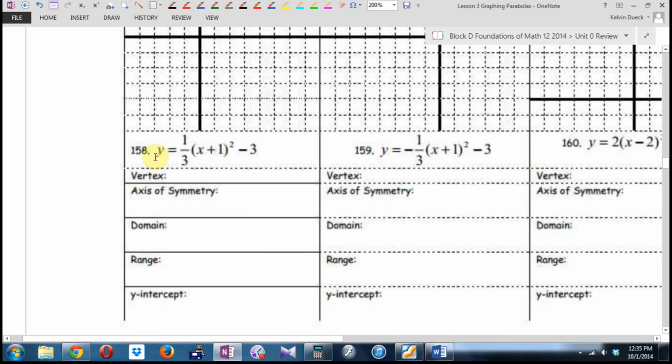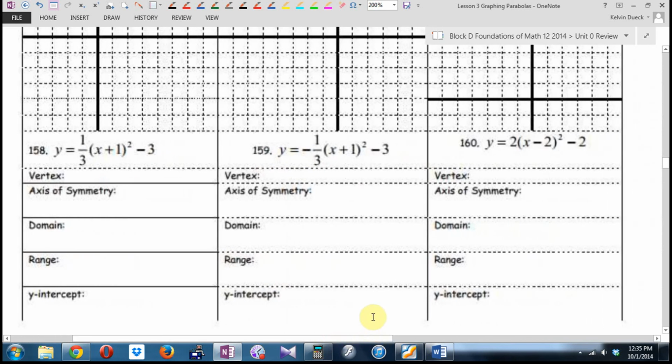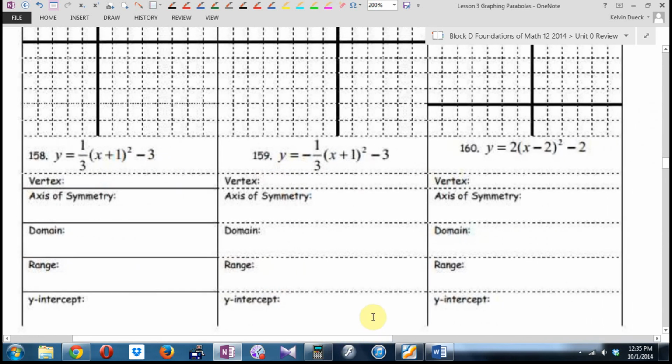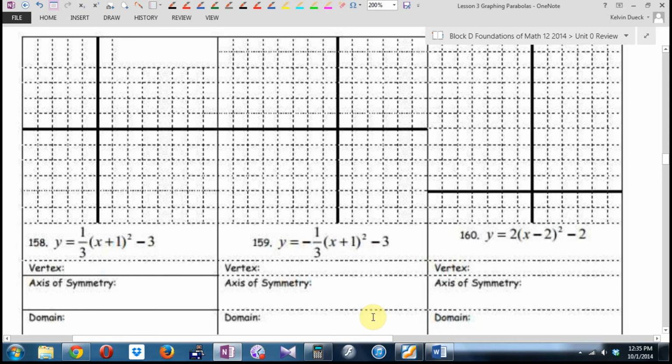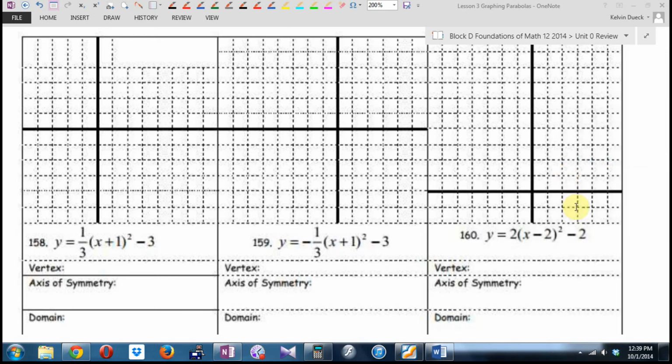You know what? 158 and 159 are very similar, but 159 has an... Let's do 159. What kind of a graph is this? It's a parabola. How do I know? Hang on, we'll take a time out. So I said the vertex was definitely negative... Change colors, Mr. Dueck. Be consistent. Vertex was definitely -1, -3, so I went -1, -3.